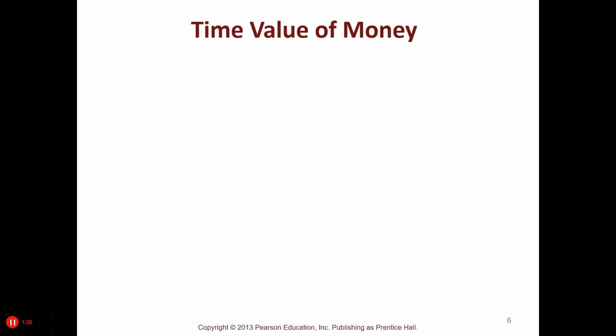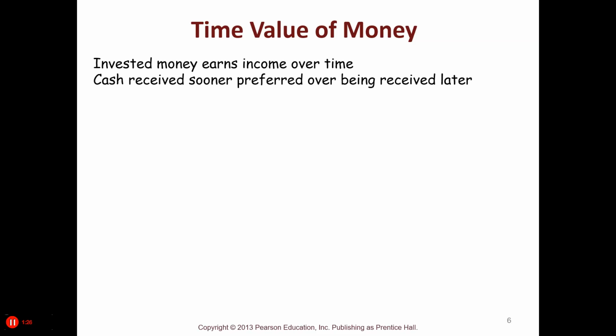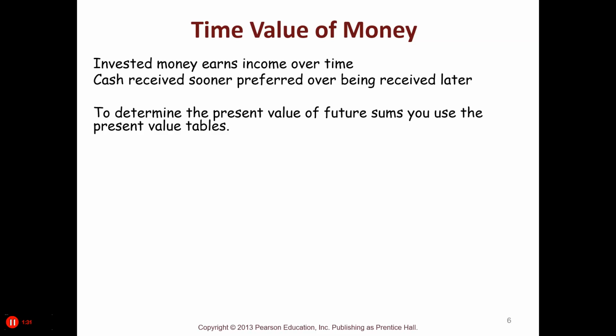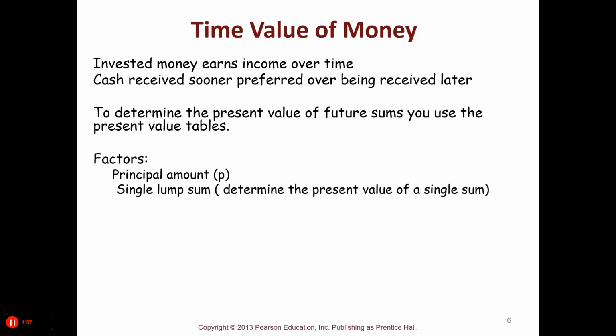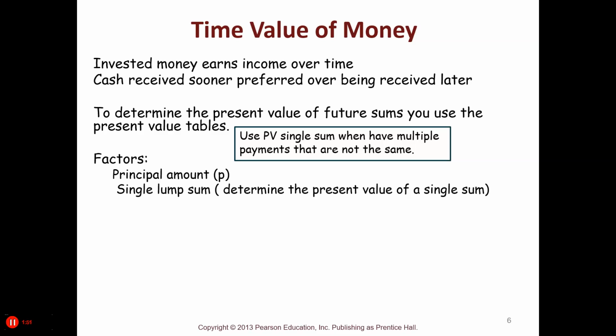So this takes into consideration the time value of money, which means invested money earns income over time. Cash received sooner is preferred over being received later. To determine the present value of future sums, you use the present value table factors. We have the principal, and then we have a single sum, which means it's a specific amount that we're going to receive sometime in the future. And we're going to look at the present value of a single sum table. Also, if we have multiple payments, but they're all different amounts, we'd also use the present value of a single sum table.